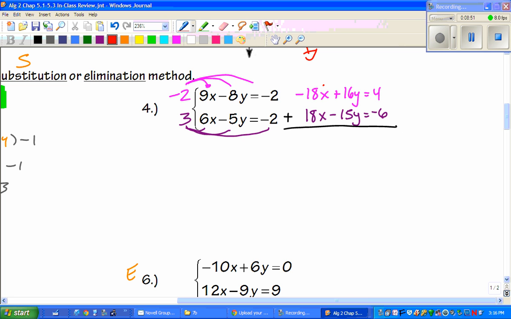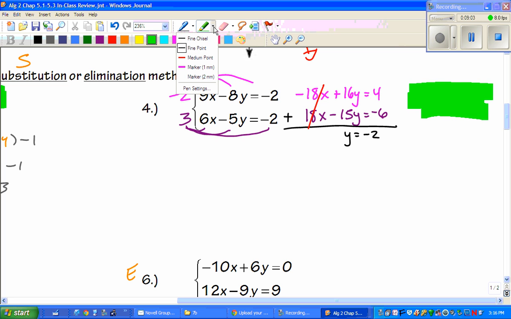Let's go ahead and combine those up. Your x's canceled just like we wanted to. 16 minus 15 is y, and 4 minus 6 is negative 2. So, look at that. We already know that y is negative 2. Now, to get the answer, all we gotta do is plug it in, and you can do whichever one you want.